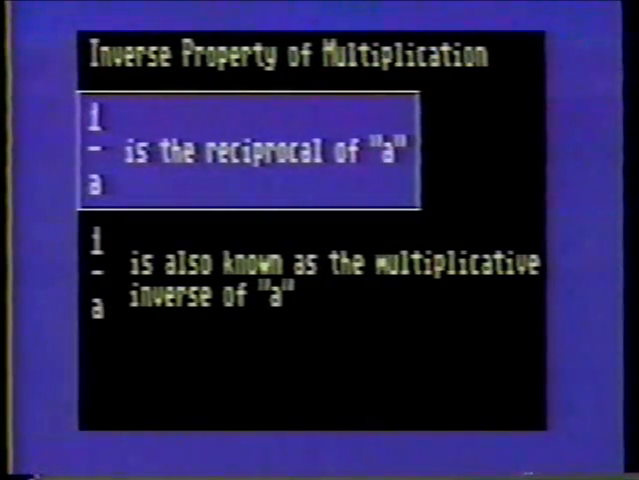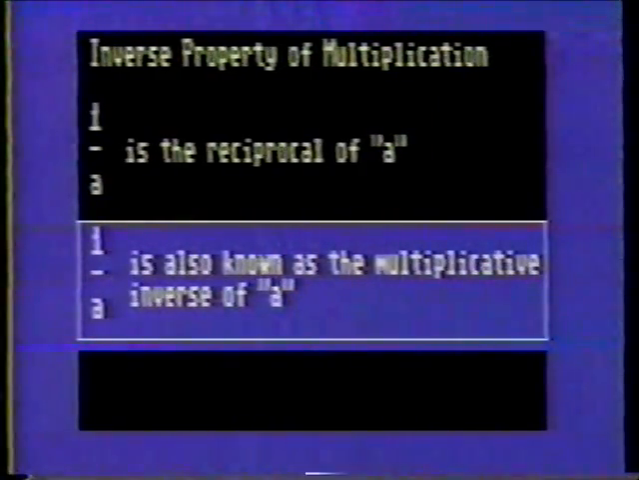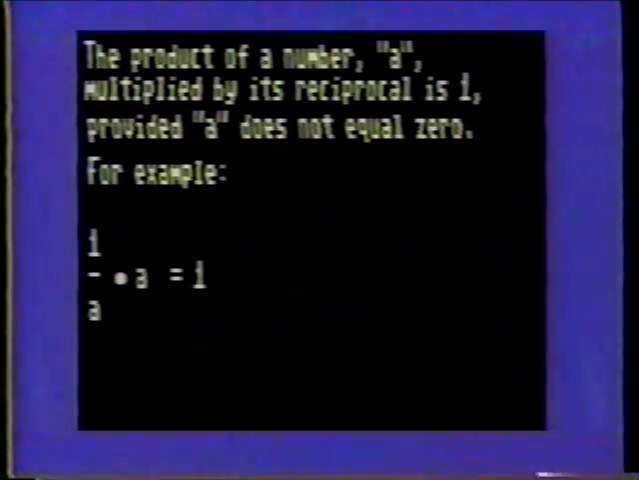Inverse property of multiplication. 1 over A is the reciprocal of A. 1 over A is also known as the multiplicative inverse of A. The product of a number A multiplied by its reciprocal is 1, provided A does not equal 0. For example, 1 over A times A equals 1.